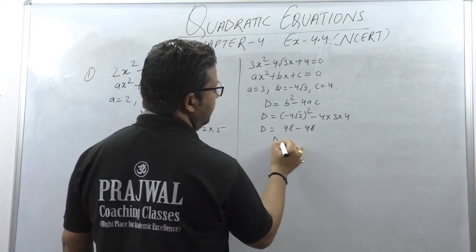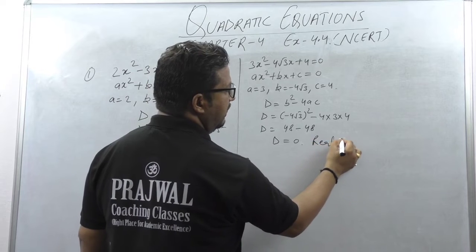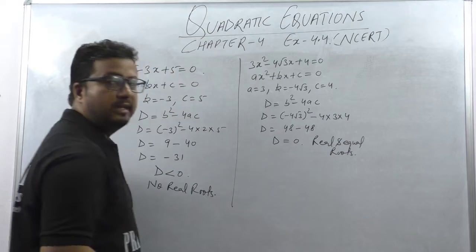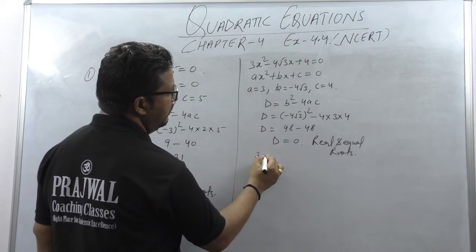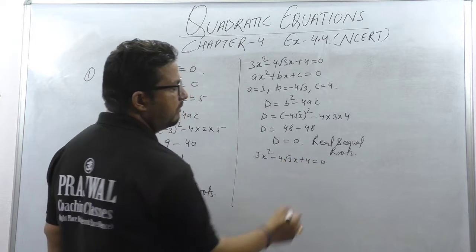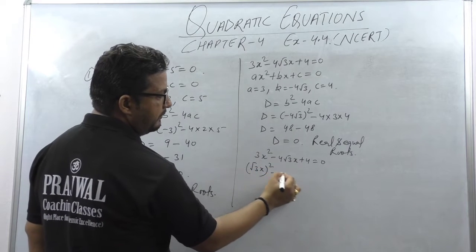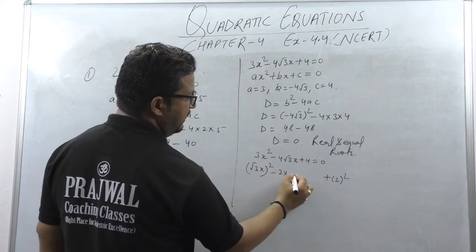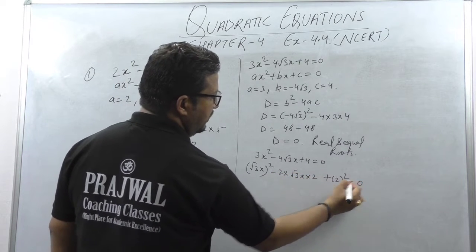So here we are getting D = 0. When D = 0, it means the roots are real and equal. And in the question, it is given to find them. When the roots are real and equal, we can easily find them. How can we find them? The equation is given as 3x² - 4√3x + 4. You can write this term as (√3x)², and here you can write 2², and here you can write 2ab. 2a is how much? √3x, and b is this. So it is easily expressed.